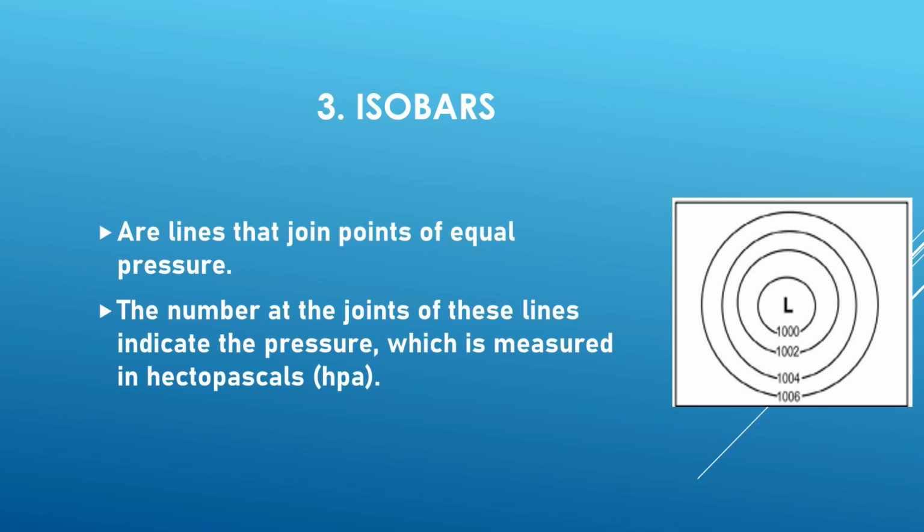Isobars are the lines that join points of equal pressure, like in this picture. As you can see, this line joins the points of equal pressure, which is 1000. The numbers at the ends of these lines indicate the pressure, which is measured in hectopascals. So if you are writing hectopascals, you just write HPA.